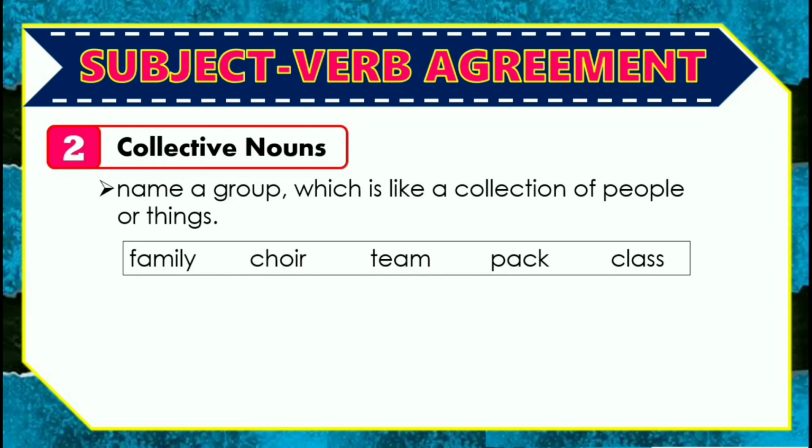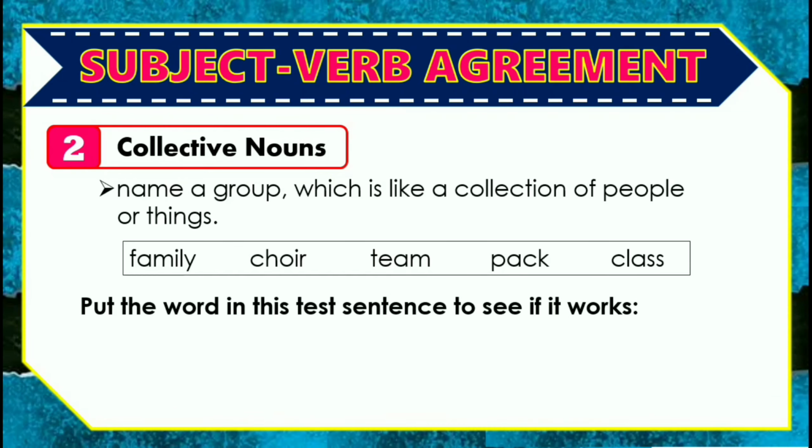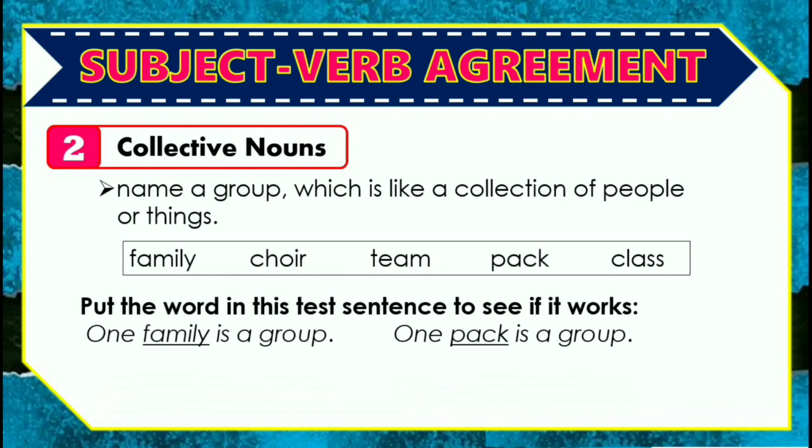But sometimes we are unsure whether the word is really an example of a collective noun or not. So here's what you're going to do. Put the word in this test sentence to see if it works. Our test sentence is: one blank is a group. For example, one family is a group. Is it true? Yes, it is true. One pack is a group. Of course, for example, a pack of wolves. So it's a group of wolves.